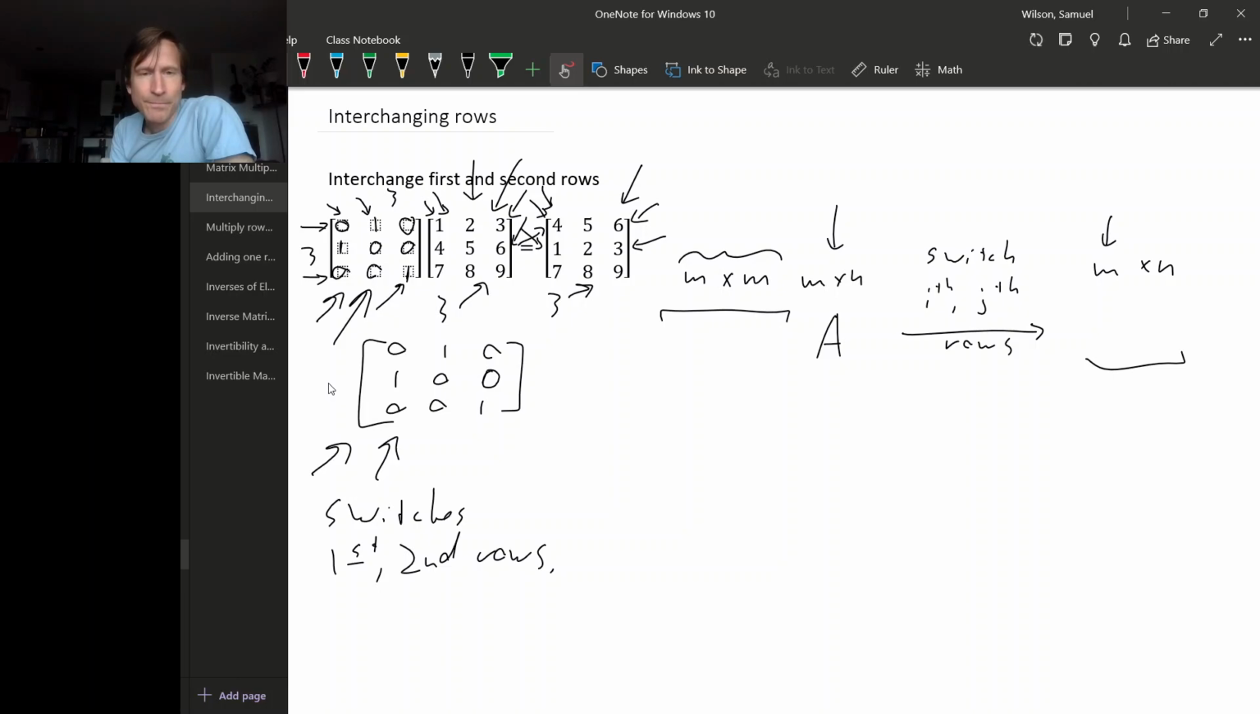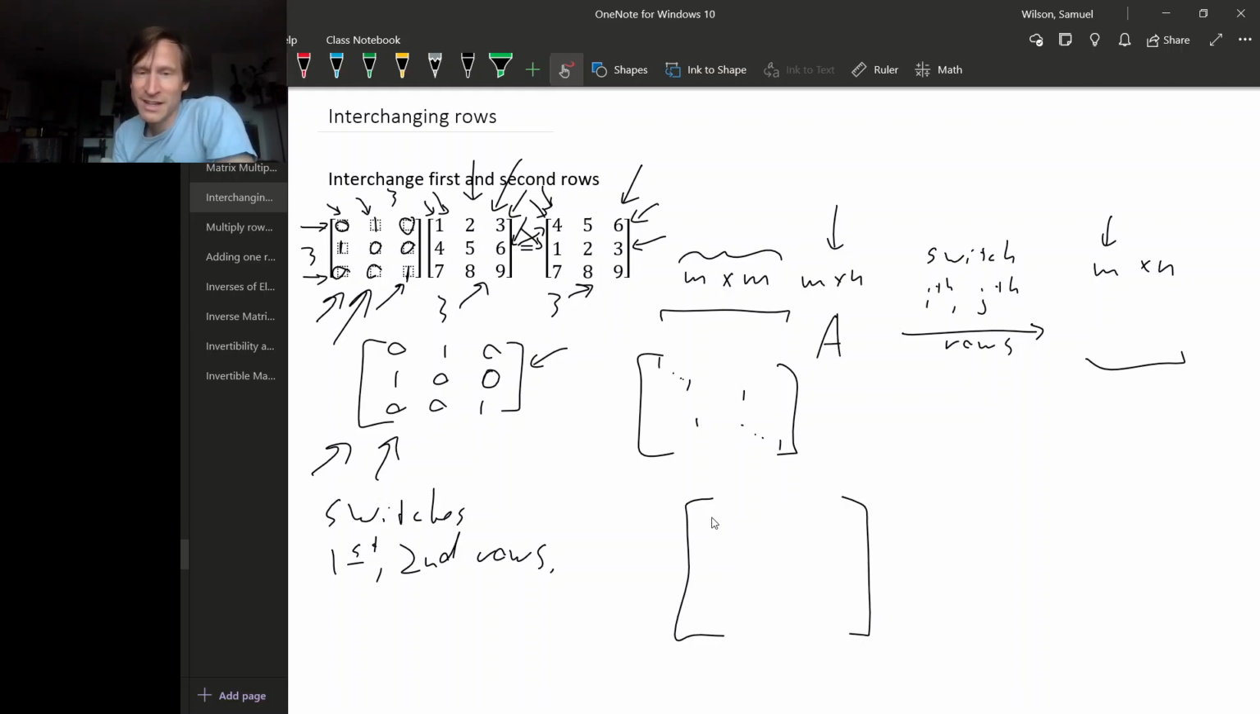And you can see that this square matrix is actually just the identity matrix, but we've switched the first and second rows. And that actually always works. To switch the ith and jth rows, you're going to just take the identity matrix, but there will be 2 spots that are switched somehow, like this. Okay, zeros everywhere else.